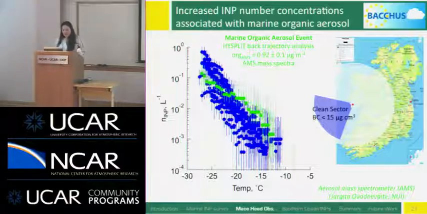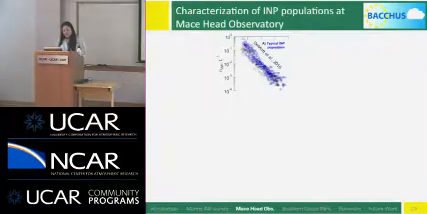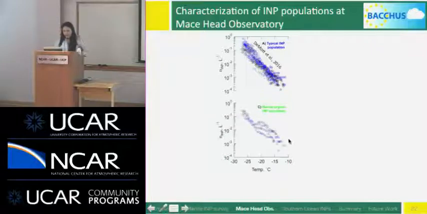And so we went further and started to characterize the different INP populations at the Mace Head Observatory. We have four different categories. The first one is the typical IN population observed there. You can see that this also falls at the lower end of that DeMott 2016 range. Again, this is a very remote area. And then we have the marine organic INP population, where you can see a little bit of a hump at the warmer temperatures.